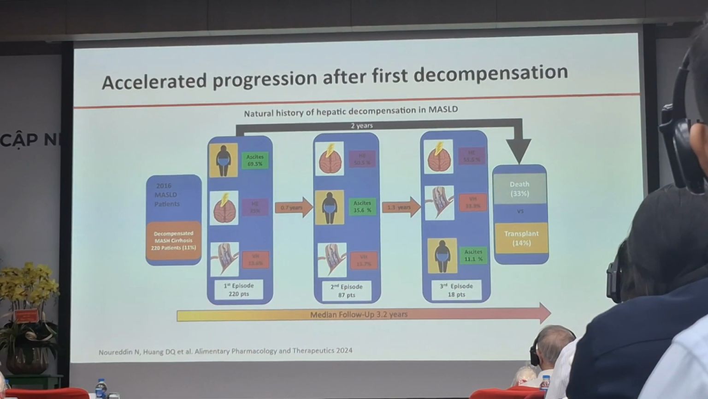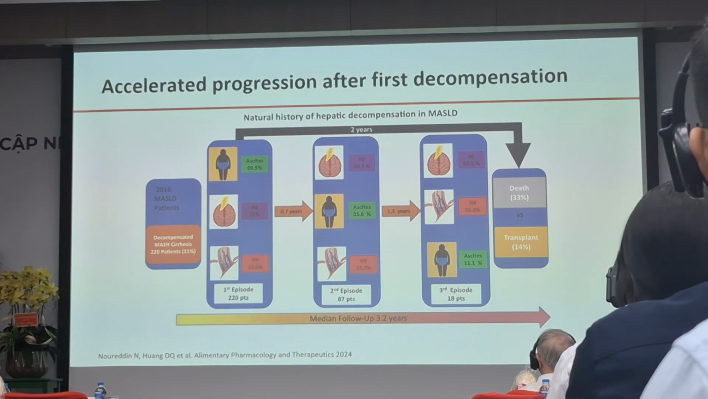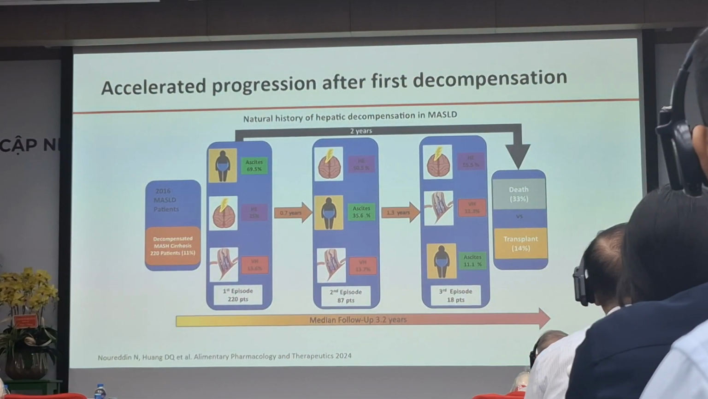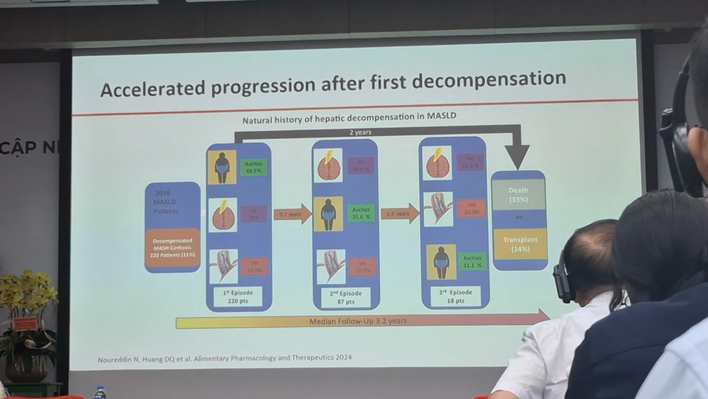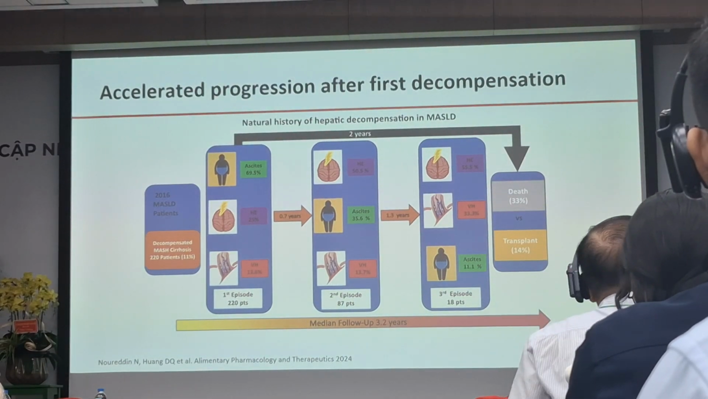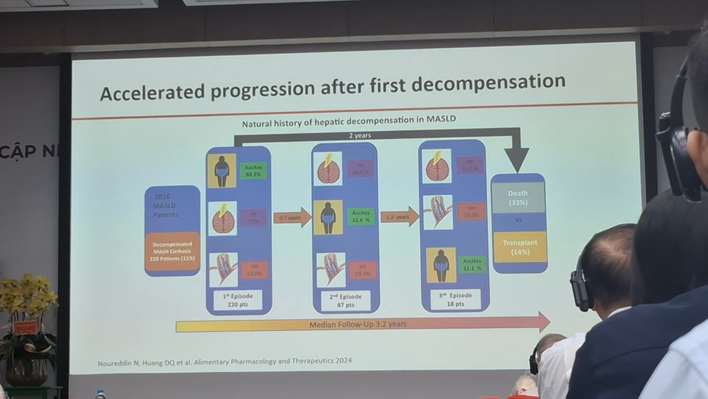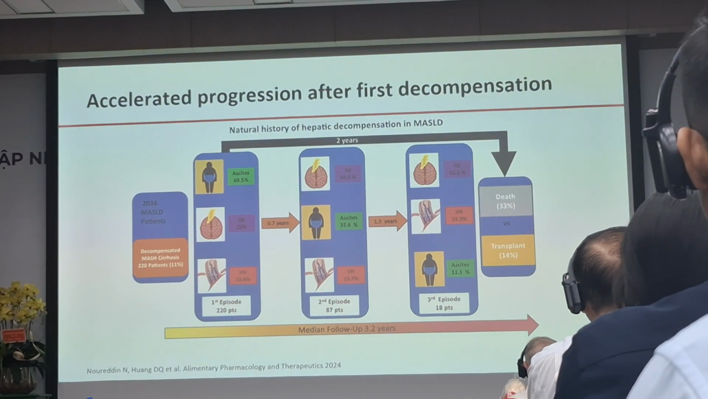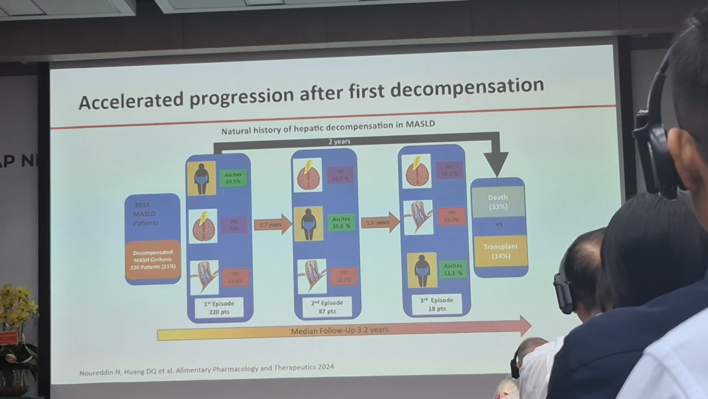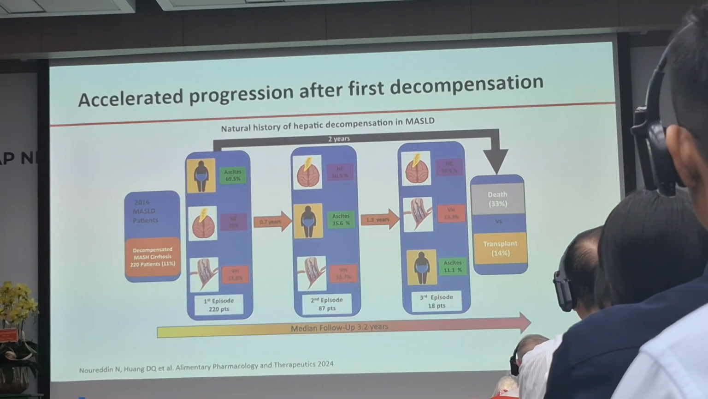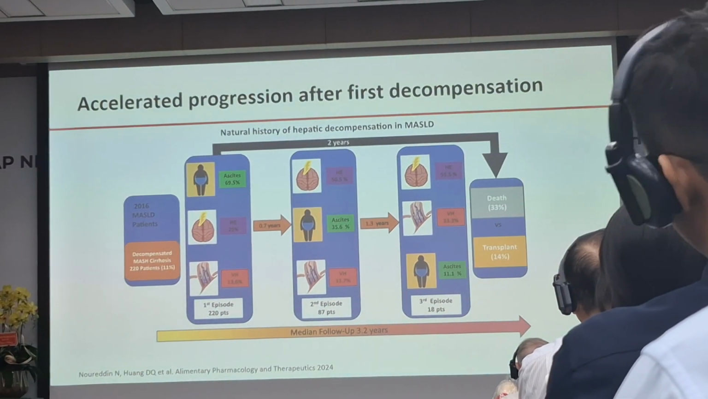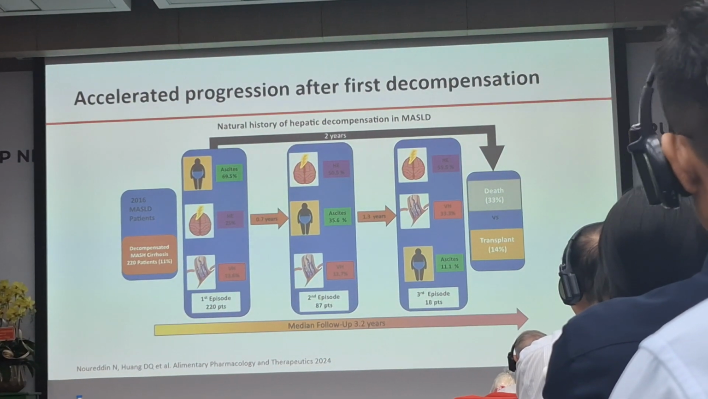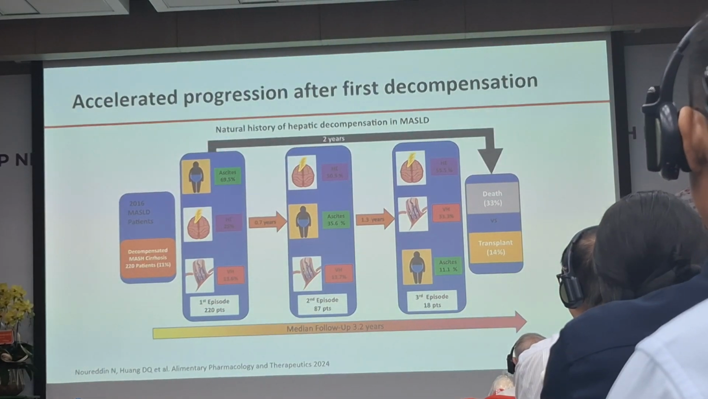But the nasty part of fatty liver disease is once the patient starts to decompensate, so the moment a patient with MASH cirrhosis starts getting ascites or jaundice and encephalopathy, then they have about 2 years left, right? Before they either die or need a liver transplant. So this was a study that we worked on a few years ago that shows the natural history of decompensation after the first decompensation.